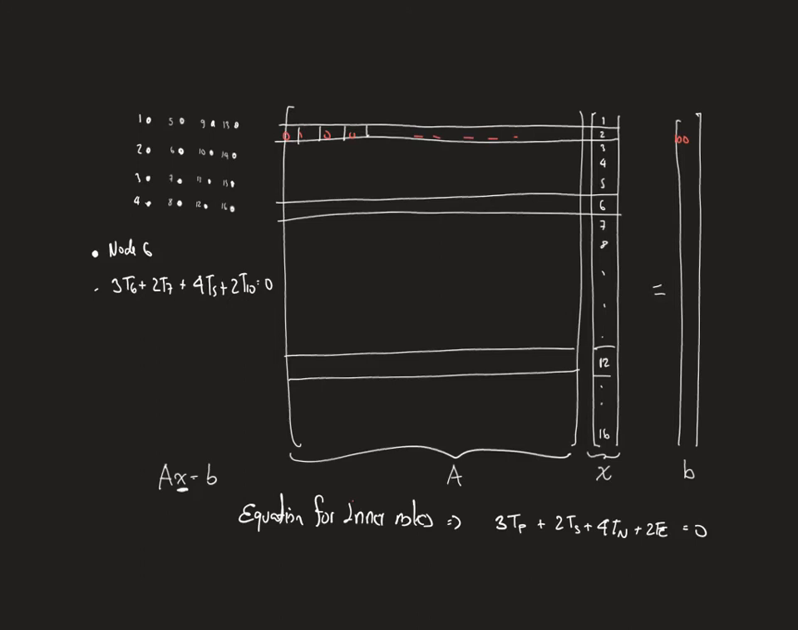Okay, so this is the equation. For T7, it changes, no? I just want to be sure, so let's do it for T7 quickly. It's going to be 3 T7 plus 2 times T8 plus 4 times, north is 6, T6, plus 2 times at the east T11. Okay, and so on. So this is how the equation should be written for each node.